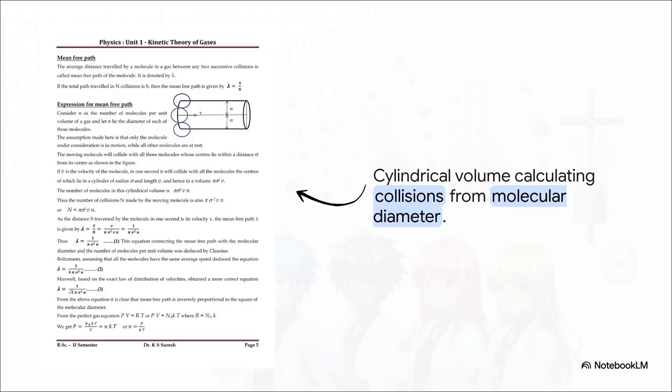To actually calculate this, physicists use a pretty clever trick. Imagine drawing a theoretical cylinder of space based on the molecule's diameter and its speed over exactly 1 second. By doing this, we can figure out exactly how many other molecules it is mathematically guaranteed to hit. The logic is simple. The wider the molecule, or the more densely packed the gas, the shorter that mean free path becomes. Makes perfect sense, right?